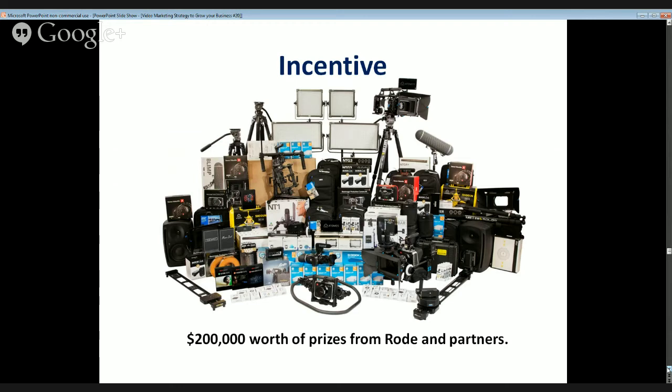Most of these prizes are obviously from Rode. They're all different types of microphones, but they're also from partners. So Rode has been able to engage with partners that produce cameras and all sorts of other gear to be involved. And it's a great package, lots of packages for the winners, lights, tripods, everything's there.